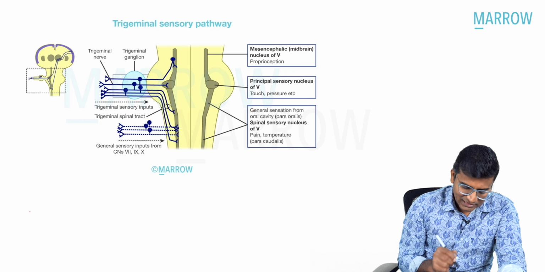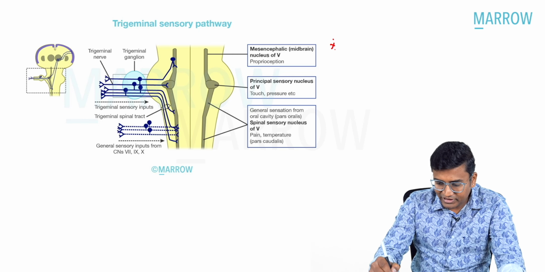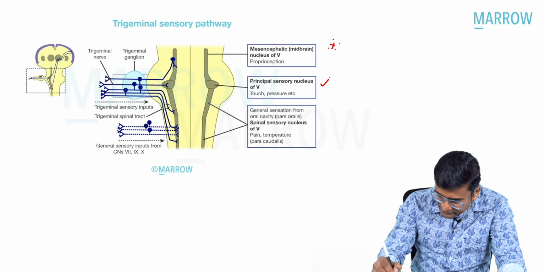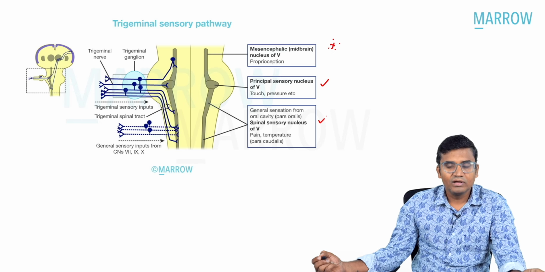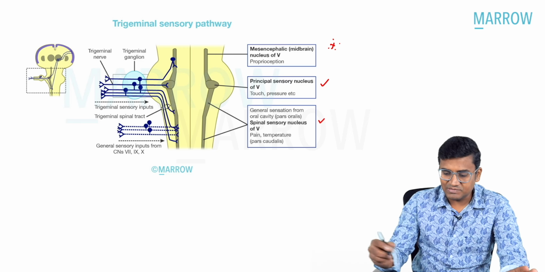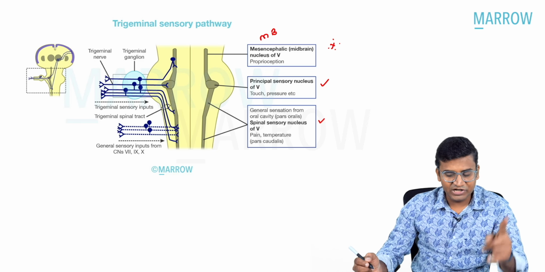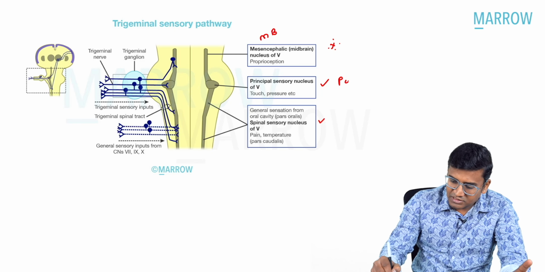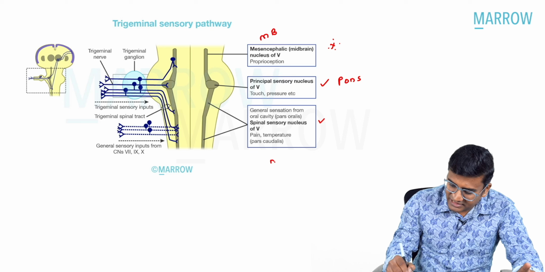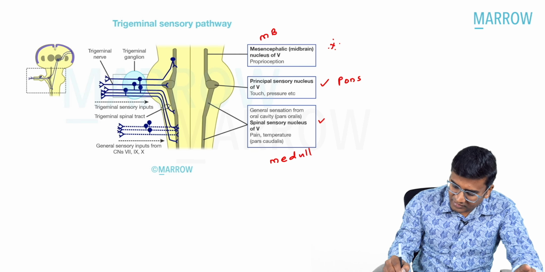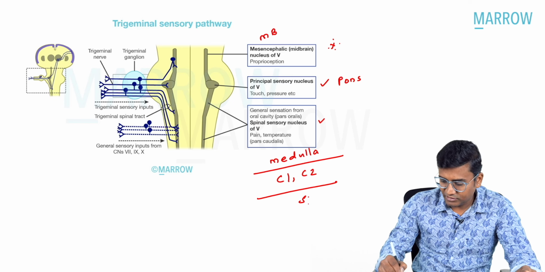So the trigeminal nerve is having three nuclei. What are those? Mesencephalic nucleus of trigeminal, chief sensory nucleus of trigeminal, and spinal nucleus of trigeminal. Now, mesencephalic nucleus of trigeminal is present in midbrain. Chief sensory nucleus of trigeminal is present in pons. Spinal nucleus of trigeminal is present in medulla, and it is also extending into C1, C2 segment of spinal cord.